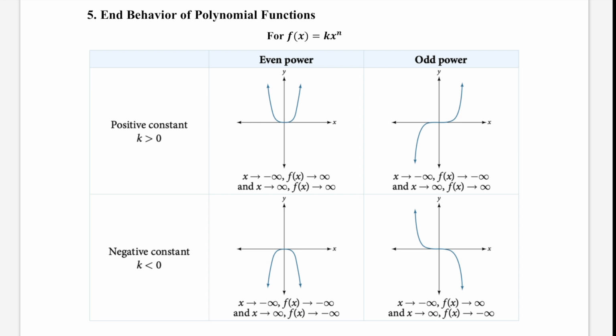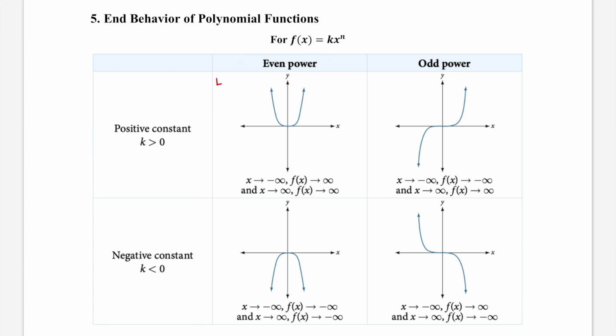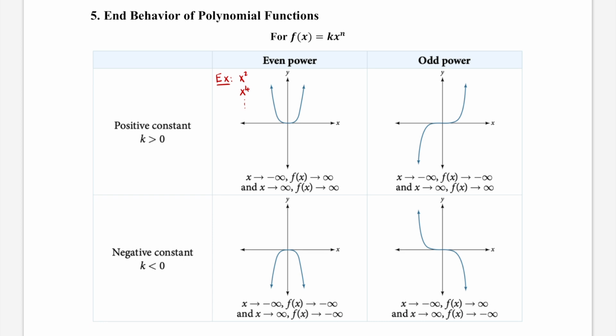Case 1, when we have even degree with positive constant. For example, x squared, x to the fourth, x to the sixth, and so on. As x approaches infinity, f of x approaches infinity. As x approaches negative infinity, f of x approaches infinity. So both ends go up.